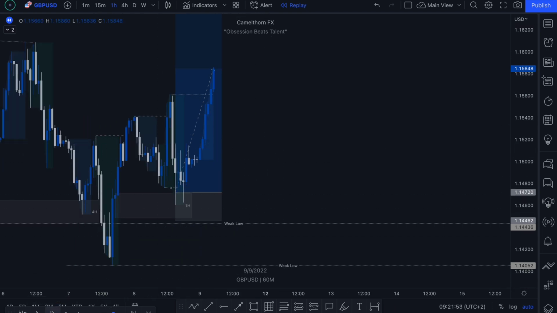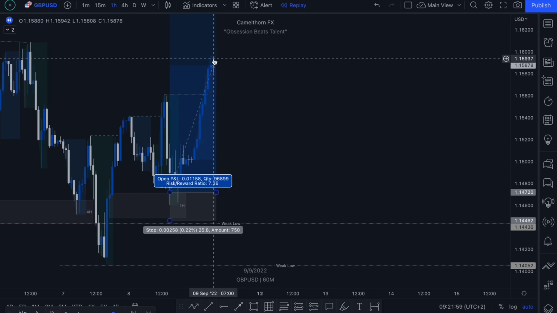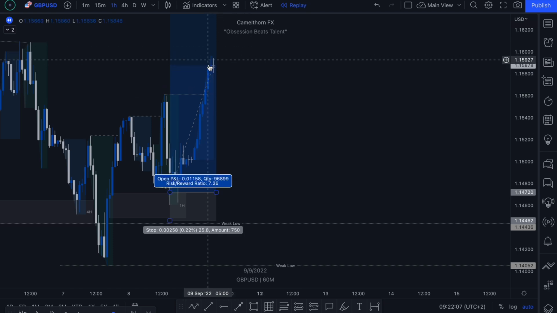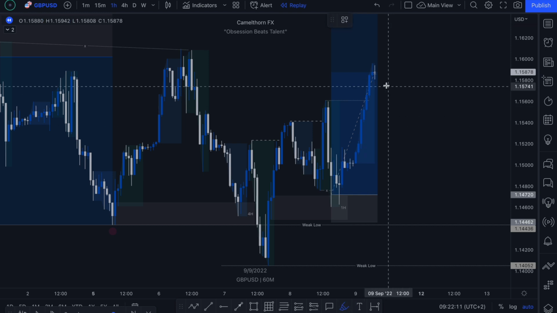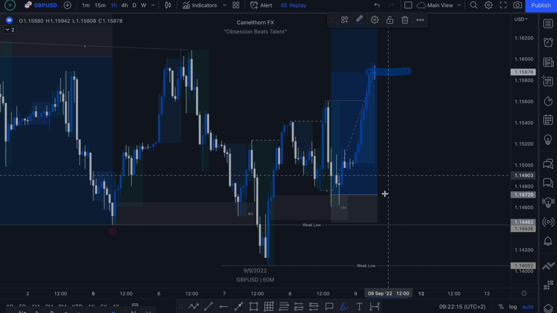Now the point at which I closed 50% of my position was in here. So this was roughly around the time when I got to my charts on the 9th of September, the Friday. When I got to my charts, price action was hovering around here, and this is the point in here where I closed 50% of my position and I moved my stops to break even.